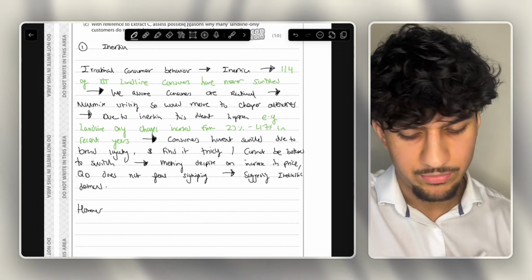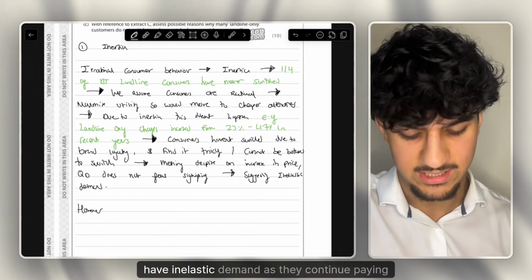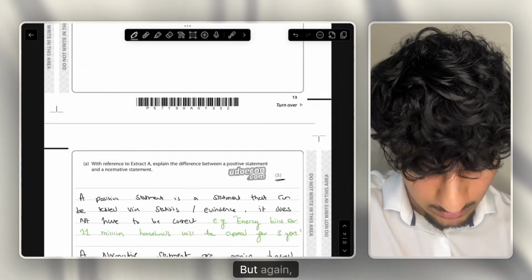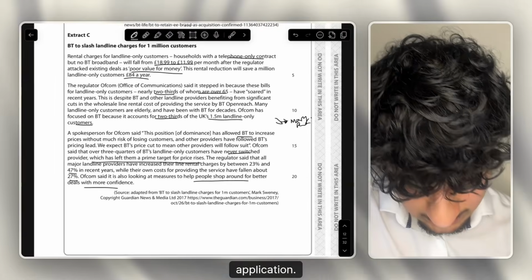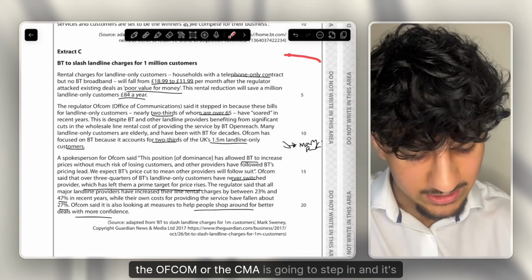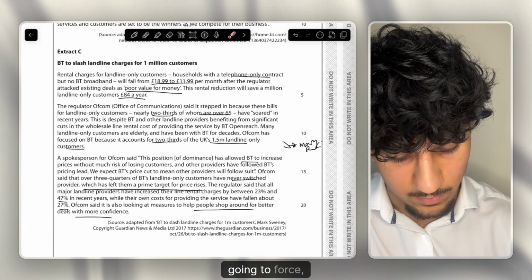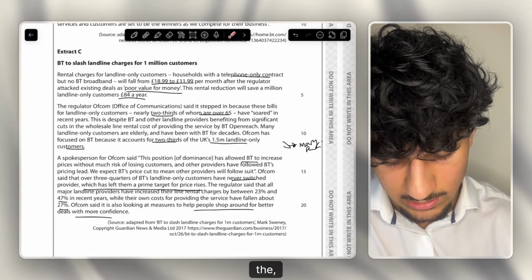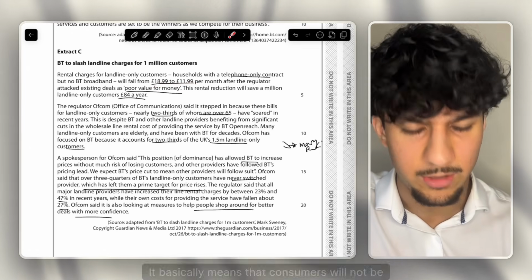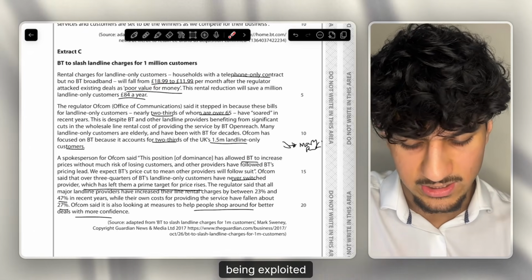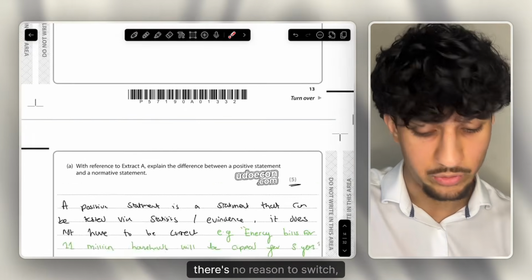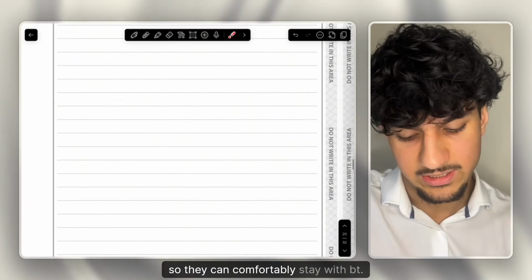So essentially, we're saying that they have inelastic demand as they continue paying higher prices, even though they pretty much shouldn't be. But again, I'm going to evaluate this with a bit of application, which is right at the start of the extract, where it essentially says the Ofcom or the CMA is going to step in and force BT to drop its prices from £18.99 to £11.99. Thus, it basically means that consumers will not be exploited and there's less inertia. As if now consumers are getting a good deal, there's no reason to switch, so they can comfortably stay with BT.